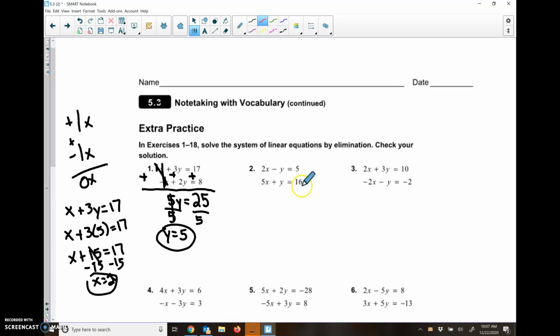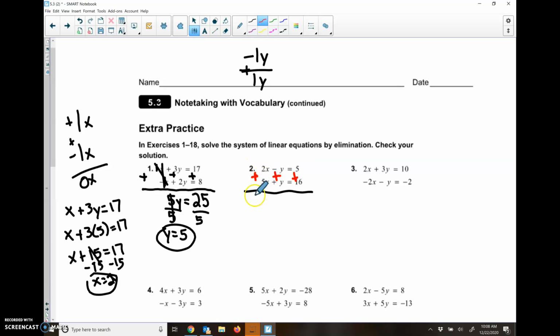All right, let's look at number 2. This time our x's aren't the same. I have a 2x and a 5x. I can't add those to get 0x. I can't subtract those to get 0x. But my y's are kind of in the same situation as my other one. I have a negative 1y and a positive 1y. Well, if I add those together, then I'm going to get 0y, which is what I want. I want something to eliminate. If you don't get a 0x or a 0y after this first step, then something went wrong. You didn't get something to eliminate.